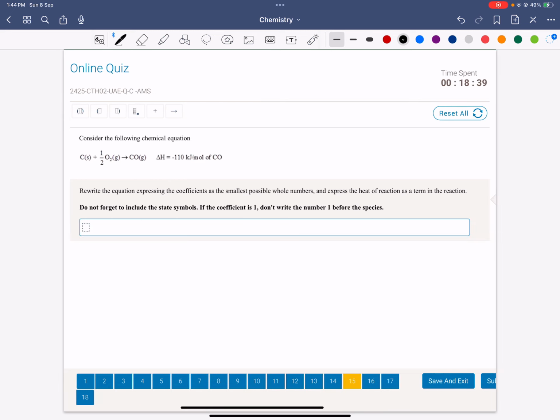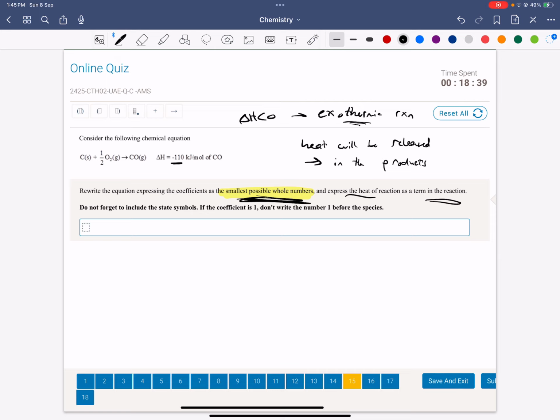Rewrite the equation expressing the coefficients as the smallest possible whole numbers. This is our keyword, smallest possible whole numbers, and express the heat of the reaction as a term in the reaction. So let's first look at the heat of the reaction. So since it's negative, delta H less than 0, what did we say? We said it's going to be an exothermic reaction. And whenever you have an exothermic reaction, the heat will be released. So if it's going to be released, we will find it in the products.